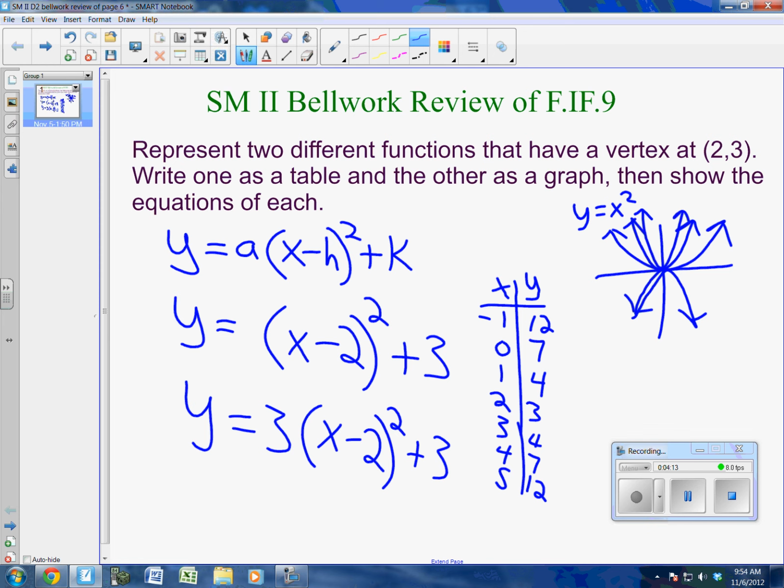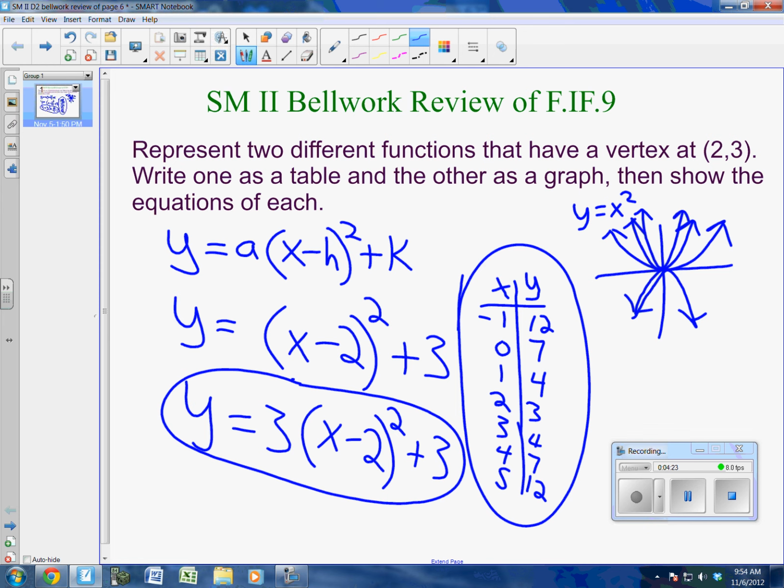So, have I represented this function in 2 different ways? Yes, I've represented it like this, and I've represented it like this. I've represented 2 different functions that have the same vertex, but one as an equation, one as a table. This one is the same as that one, but it says represent one of them as a table, so we counted this one and this one as the same. Does that make sense? Okay, now could we graph all these, you guys? Yeah, let me show you what they would look like.